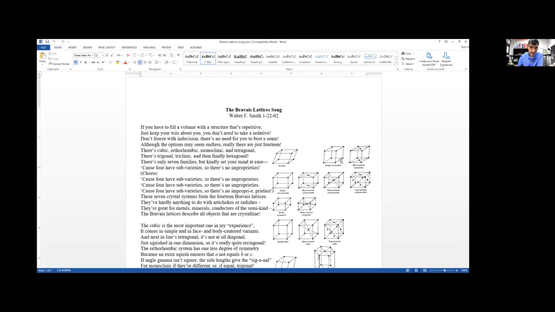If you have to fill a volume with a structure that's repetitive, just keep your wits about you, you don't need to take a sedative. Don't freeze with indecision, there's no need for you to bust a seam. Although the options may seem endless, really there are just 14. There's cubic, orthorhombic, monoclinic, and tetragonal. There's trigonal, triclinic, and then finally hexagonal. There's only 7 families, but kindly set your mind at ease.